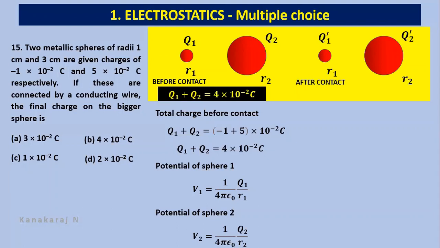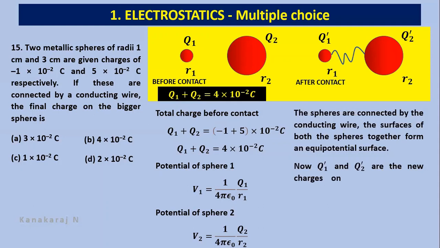Now, let us have the same system. We have to work with what happens after the contact. So, let us connect the two spheres by a metallic wire so that the potential becomes the same. The first and second spheres form an equipotential surface, right? So, Q1 prime and Q2 prime are now the new charges on spheres 1 and 2. Let us now find the value of V1 equal to V2, because we connected the two spheres by a wire so that their potentials become equal.